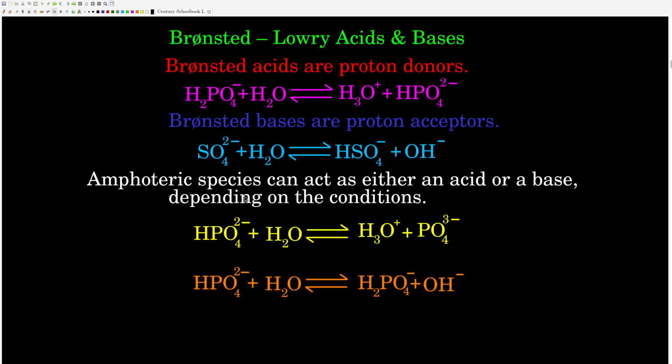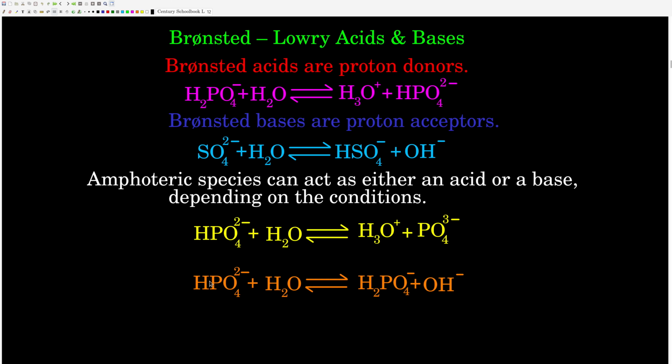Now, speaking of amphoteric species, something that's amphoteric can act as either an acid or a base depending upon the conditions, right? So an example of this would be biphosphate or hydrogen phosphate. Under some conditions, when you put that in water, the hydrogen phosphate donates a proton to water, forming the hydronium ion. So it donated a proton, it's a Bronsted-Lowry acid, and leaving the phosphate ion also.